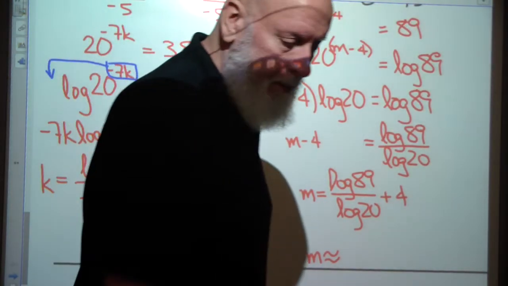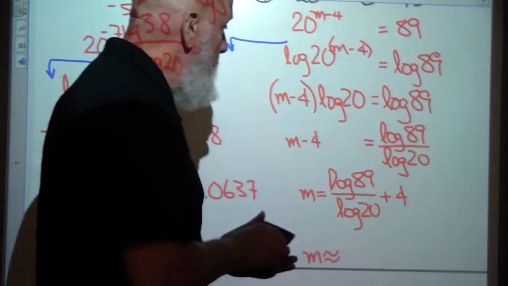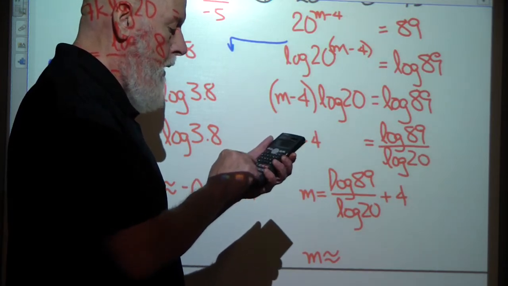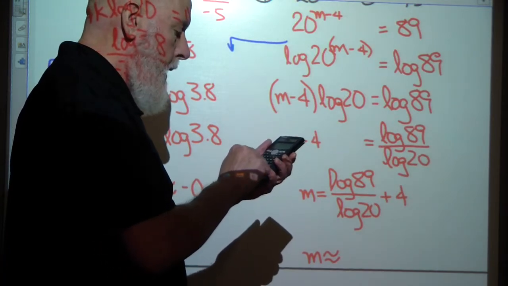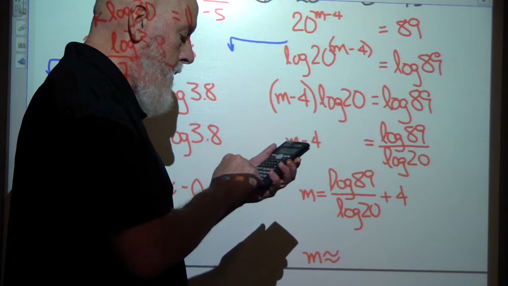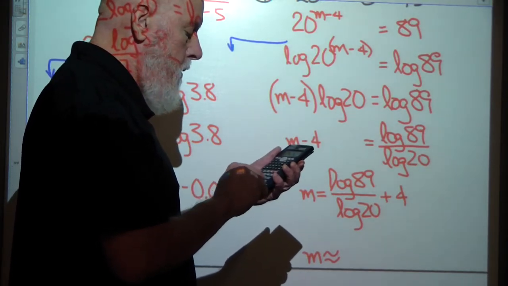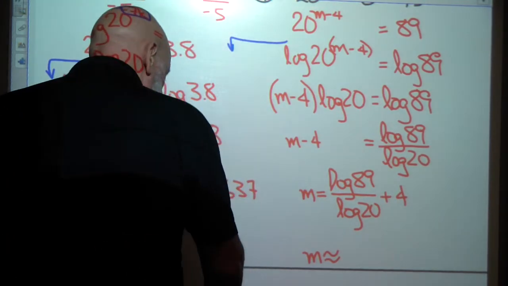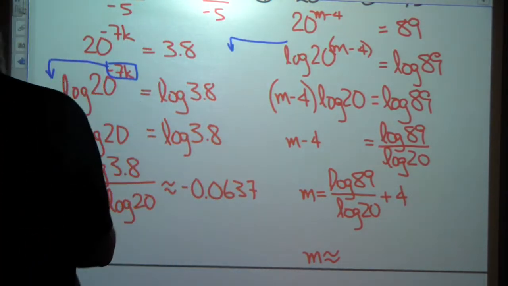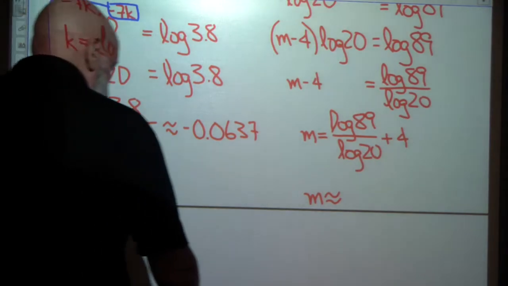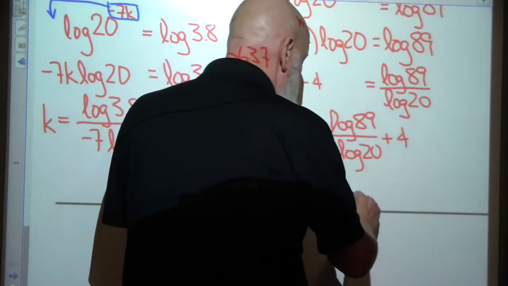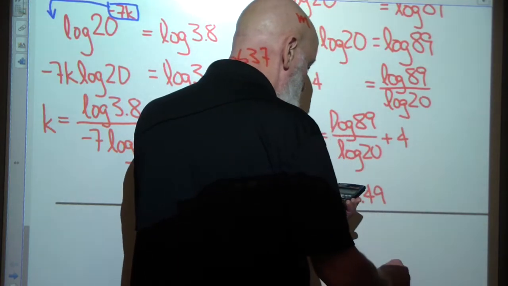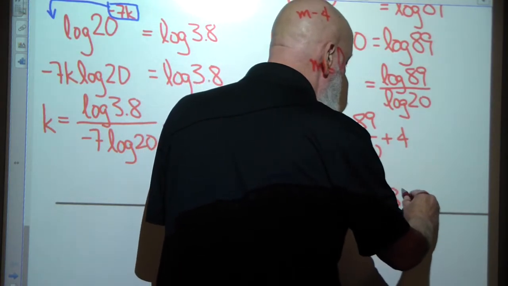Let's see what we got. Log 89 divided by log 20 equals, and I want to add 4 to that, equals, and round it to the 4th decimal place. Let's scroll back now a little bit. It'll be 5.4983.